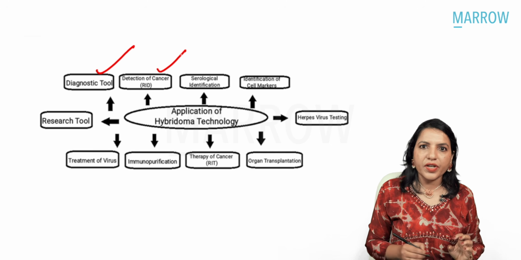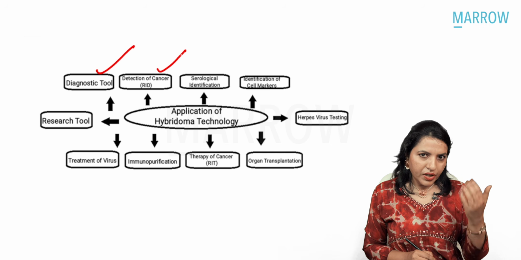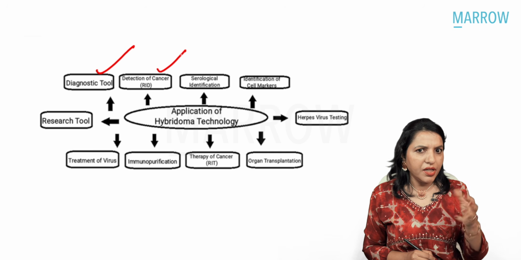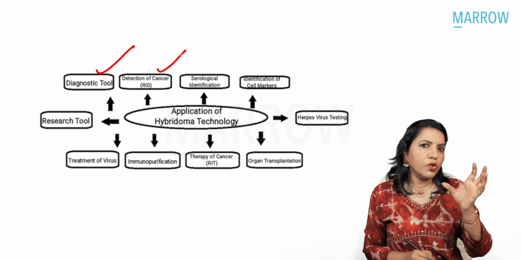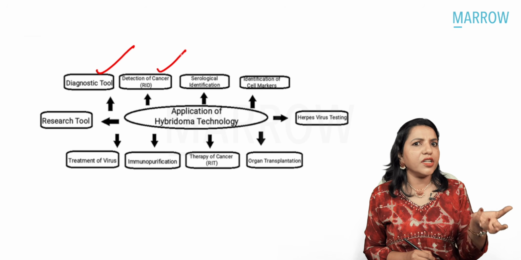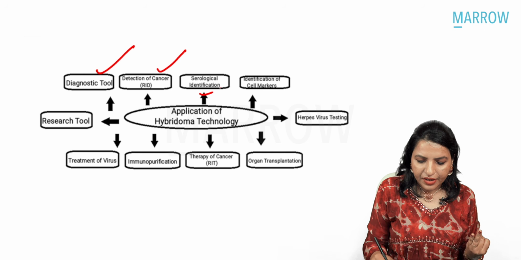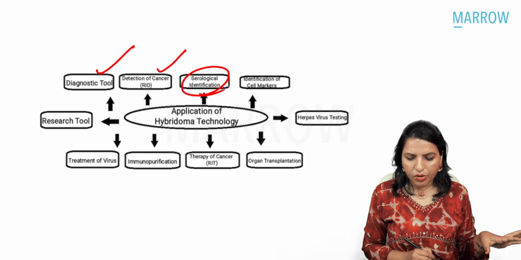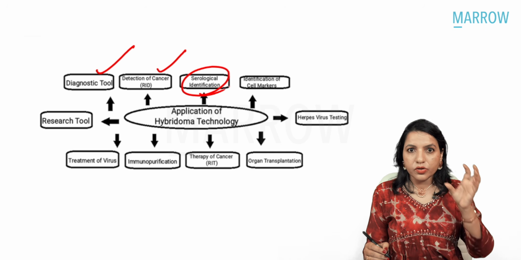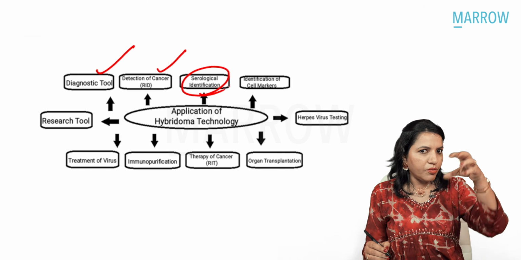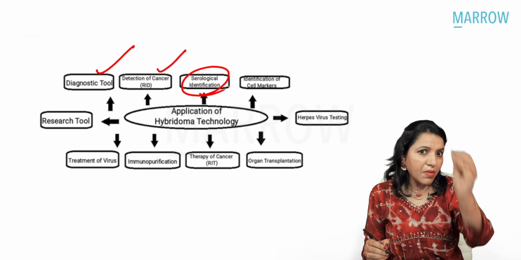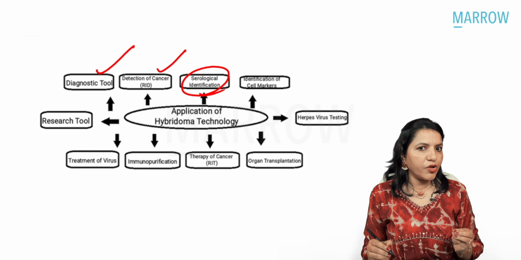Then in detection of cancer, if there is cancer, certain antigens are produced in response to the cancer cells. So if we can find a monoclonal antibody against this antigen, definitely we can detect the cancer. Then serological identification is almost similar to the diagnostic application, nothing more to explain. Cell markers: certain monoclonal antibodies, if they are binding, help as a cell marker. We can mark the cell using the antigen-antibody interaction.